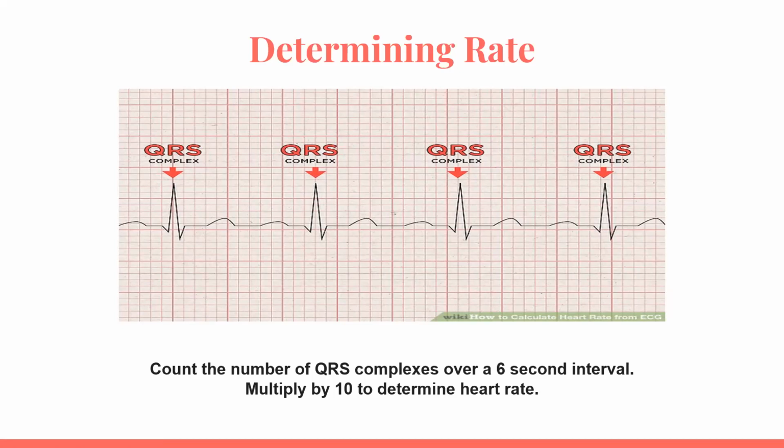But this is our quick way to figure out the heart rate. So here, if I have 4 QRS complexes, 4 times 10 is 40. So this is a very slow rate.